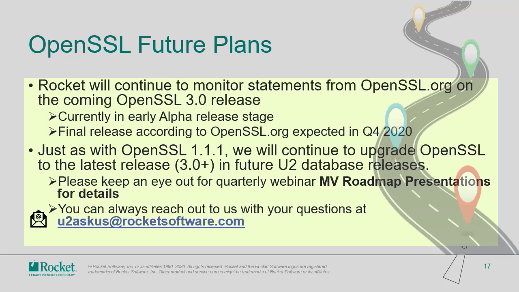So just as with OpenSSL 1.1.1, Rocket's going to continue to upgrade OpenSSL to the latest release. And I believe our engineers are already starting to look at 3.0 alpha. So just keep an eye out for the quarterly webinar with the MV roadmap presentations. That should keep you up to date on that. You can always reach out to U2 Ask Us at rocketsoftware.com if you have any questions.